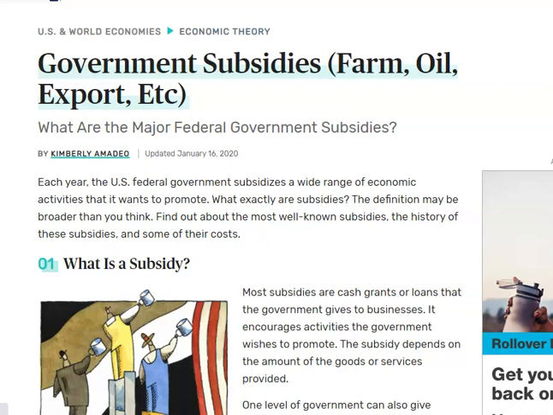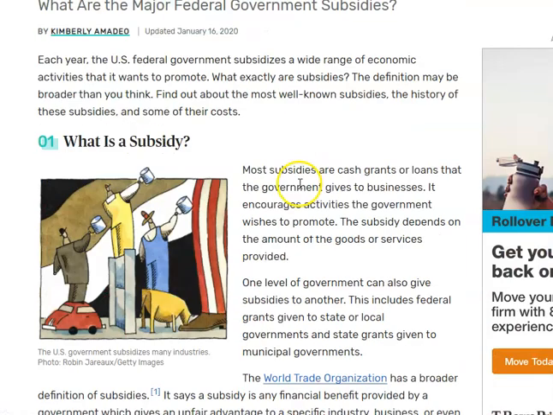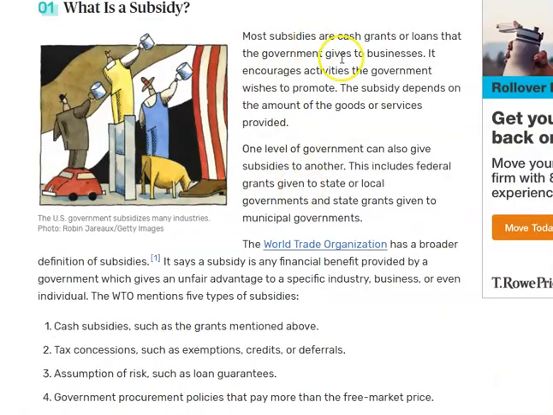All right, so for example, it says, what are examples? This is what I'm looking for so I can tell you specifically some examples of government subsidies. So they have farm, oil, export, etc. So what are the major federal government subsidies? So it says a subsidy is a cash grant or loan that the government gives to businesses. It encourages activities the government wishes to promote. Now, if you were Adam Smith, you would be totally against this because he believed that the market would regulate itself through an invisible hand, which is self-interest. He doesn't believe that the government should be involved in the economy in any way.